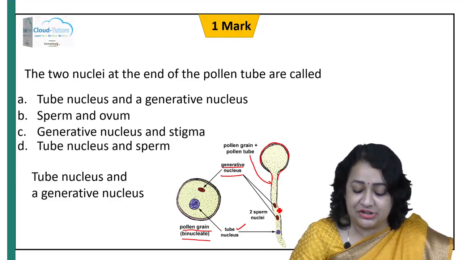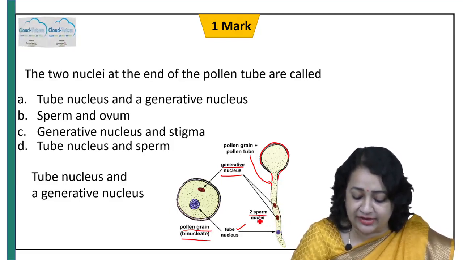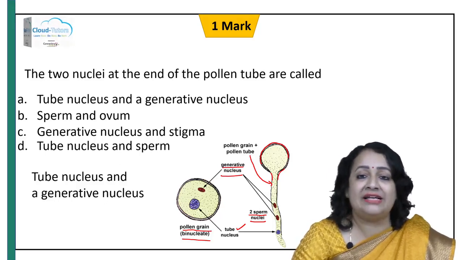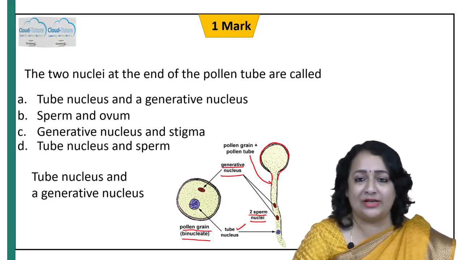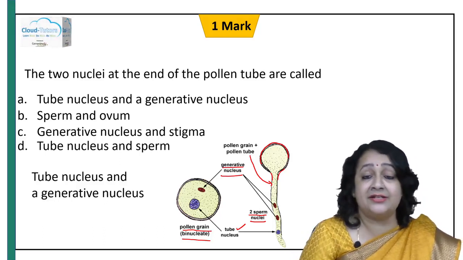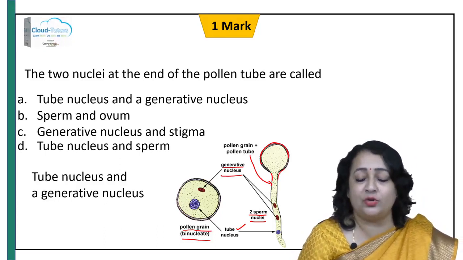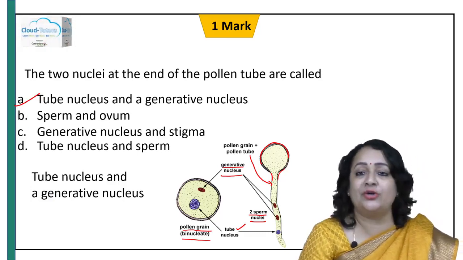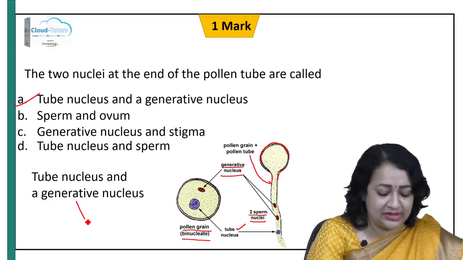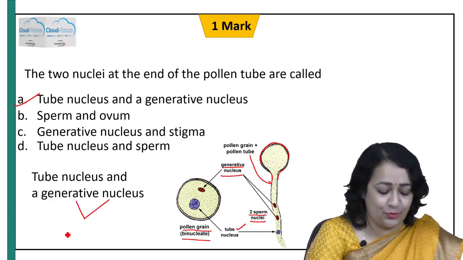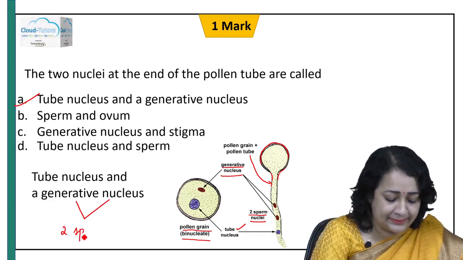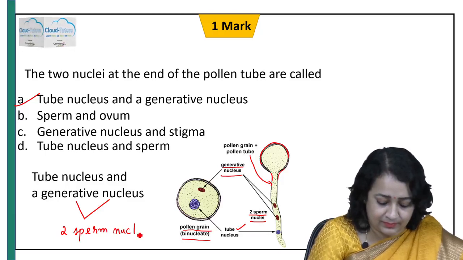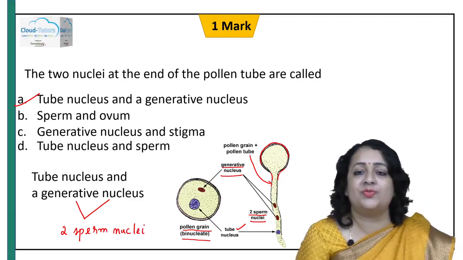Now what will happen? The generative nucleus is going to divide, forming two sperm nuclei. So the answer here: the two nuclei which are present in the pollen tube are nothing but the tube nucleus and the generative nucleus. The generative nucleus is later going to divide into two sperm nuclei.